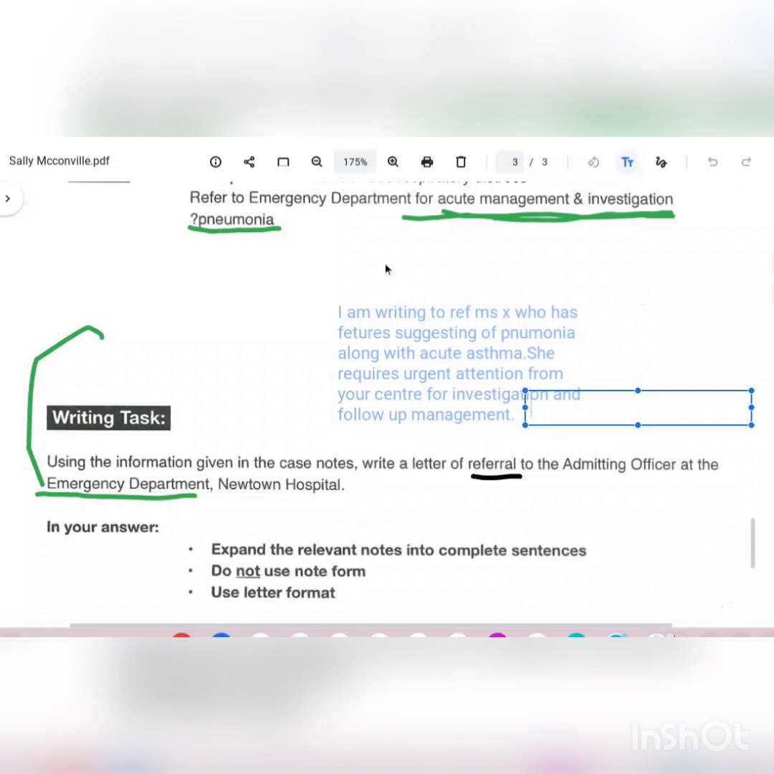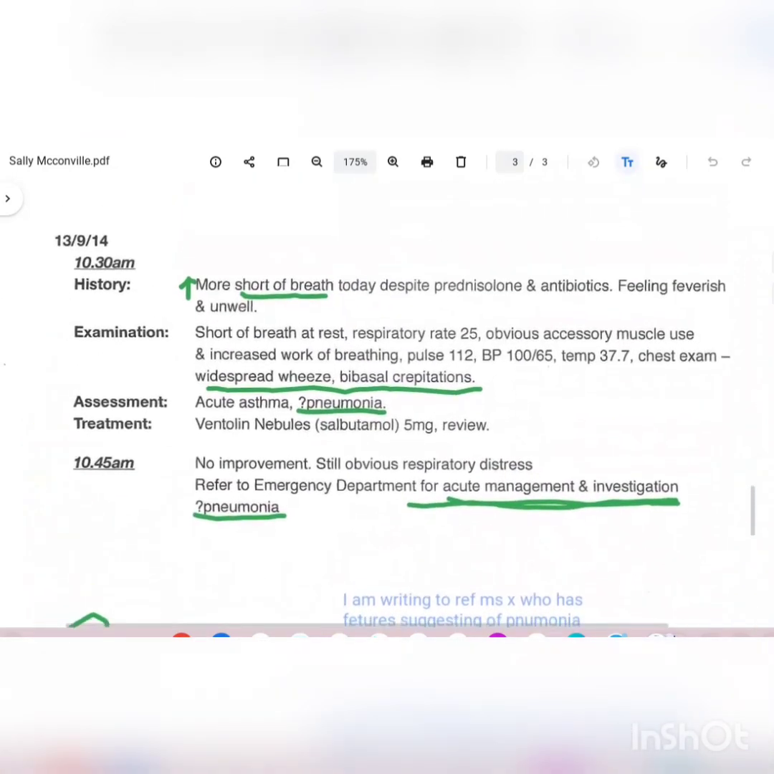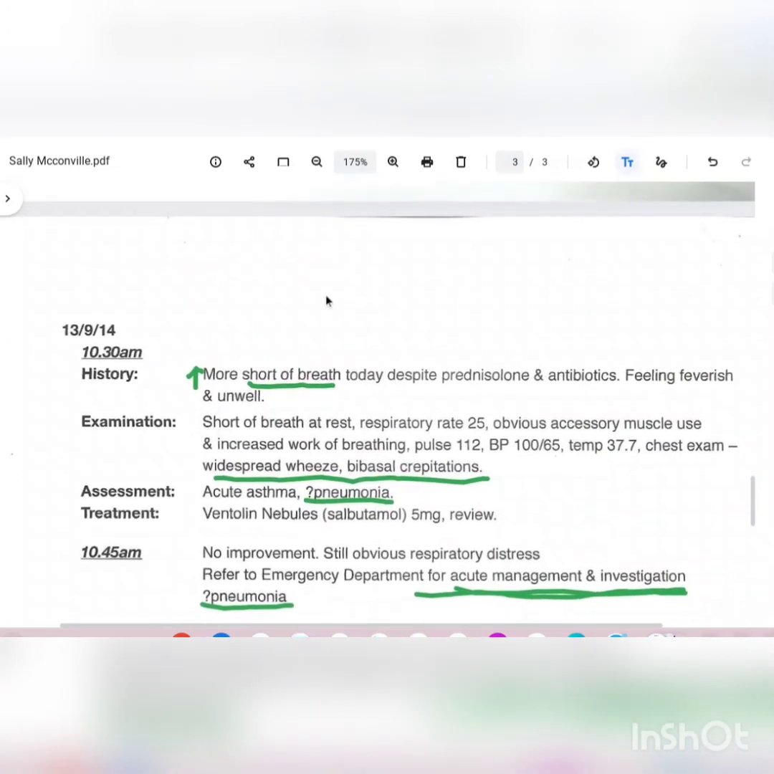Then you are planning for the second one, that means the first paragraph, what you are going to write in it. Your first paragraph is going to be the last date of visit, the 13th of 9, 2014. So this day you are writing, so you can write today, because you are writing at 10:45. So today the patient, Miss X, came with exacerbated symptoms of shortness of breath despite taking prednisolone and antibiotics.